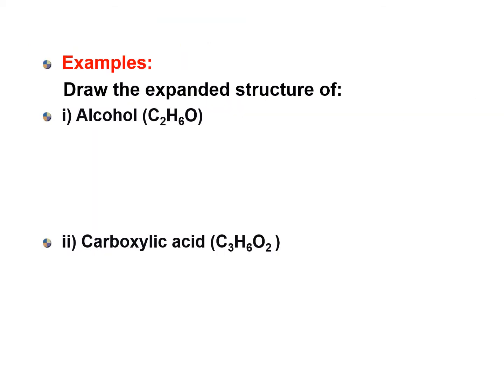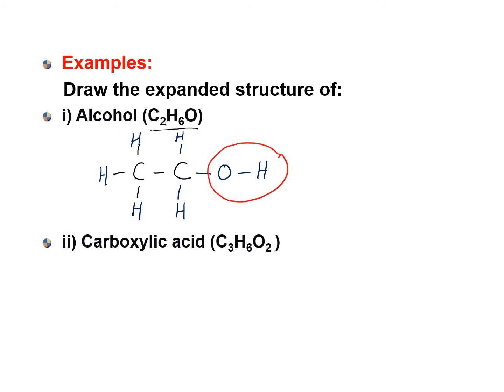More examples of expanded structure. Draw for alcohol C2H6O. Okay, we have 2 carbon, so we draw 2 carbon. And then for each carbon, we must have 4 covalent bonds. So we fill in with hydrogen atoms. And one more, there is OH. Later on, you will learn that the OH here is the functional group for alcohol.